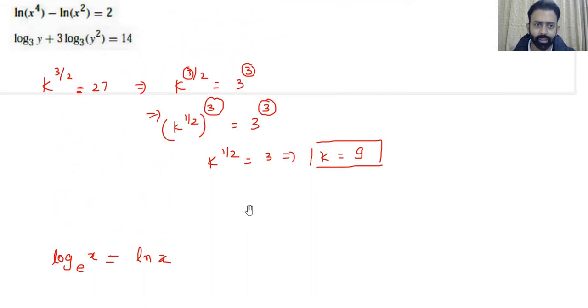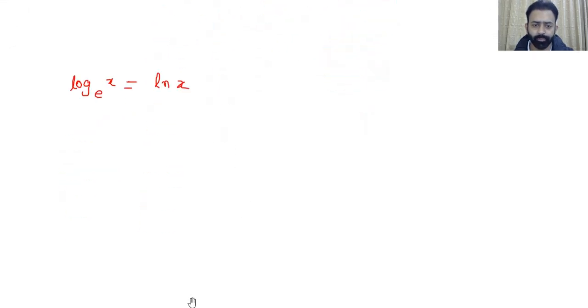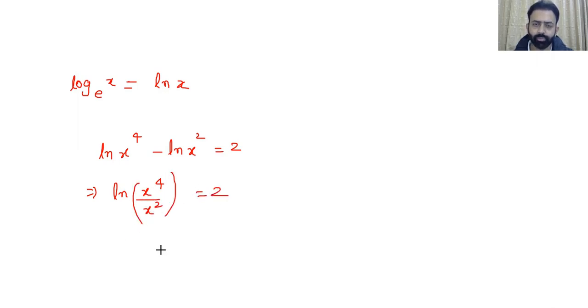It says ln x to the power 4 minus ln x square is equal to 2. So ln x raised to power 4 minus ln x square is equal to 2. We have learned the property of log, that log a minus log b is in fact log a upon b. So writing this as ln x raised to power 4 divided by x square is equal to 2.